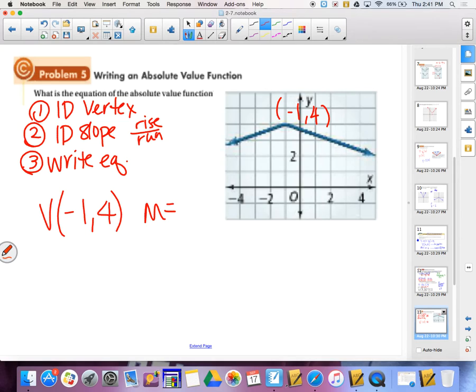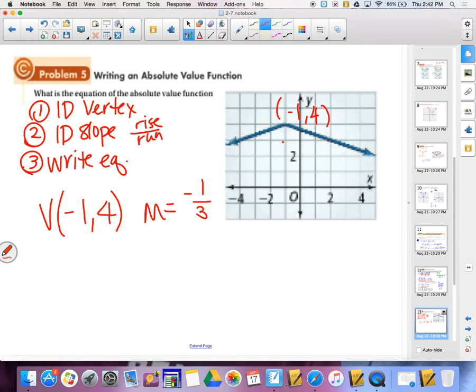Now I need to find my slope. How would I find the slope? Rise over run. You could pick 2 points and go through y2 minus y1 over x2 minus x1, but rise over run in this case is way simpler. I'm going to start at my vertex, and I'm going to go down and over. Either way, it does not matter. Down 1, over 1, 2, 3. So down 1 over 3.